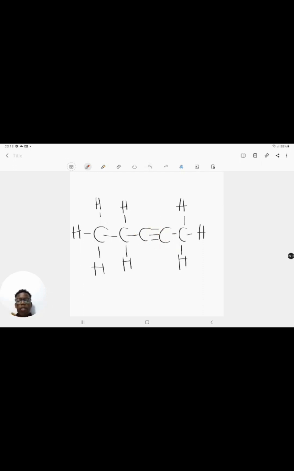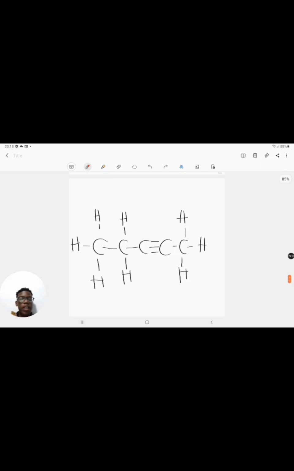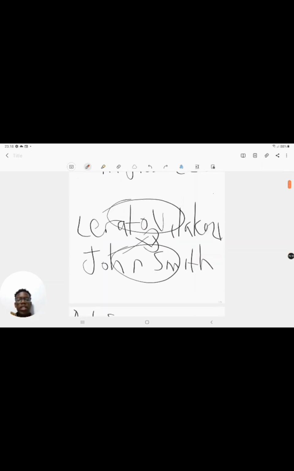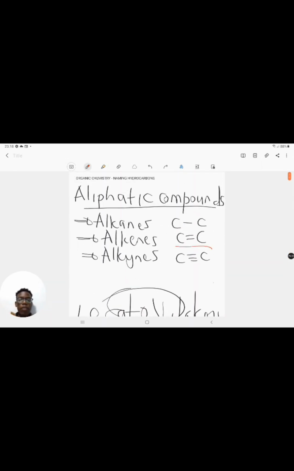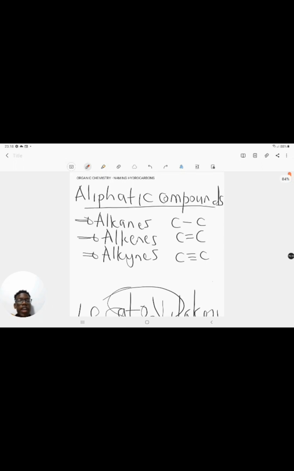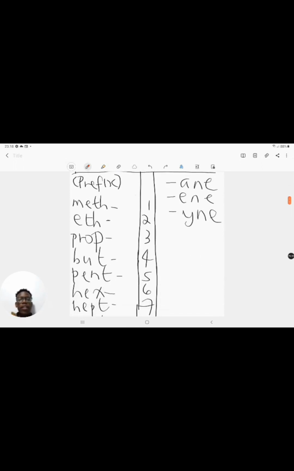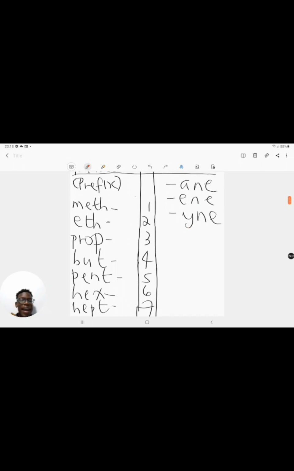So what is the surname of this? Well, what we know about 3 bonds between 2 adjacent carbon atoms is that it falls under the aliphatic group, the alkynes. Therefore, the surname of that compound is -yne.